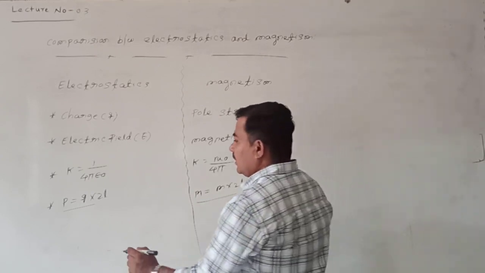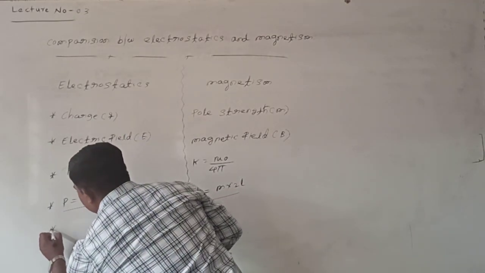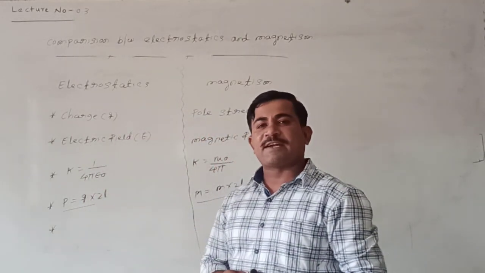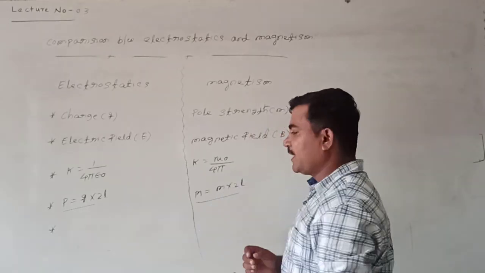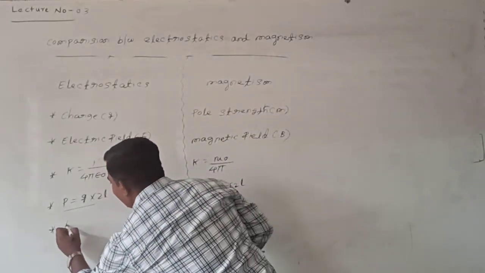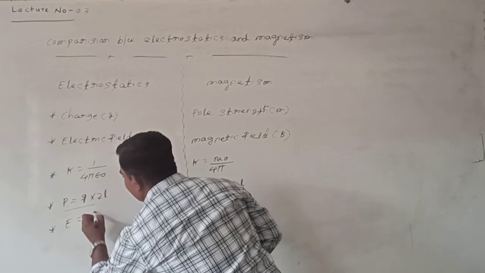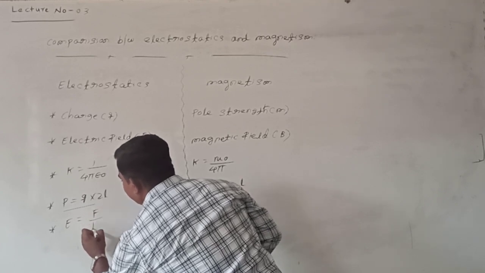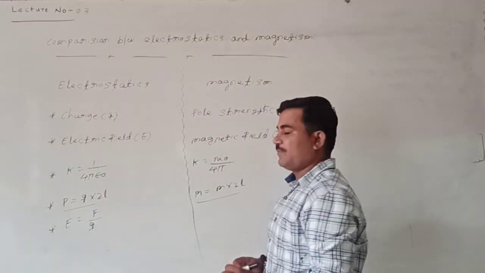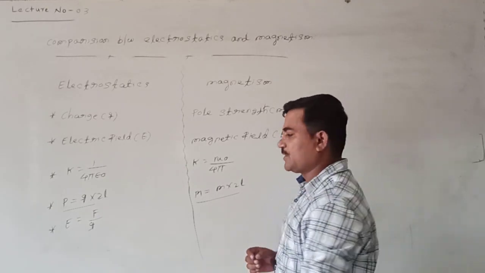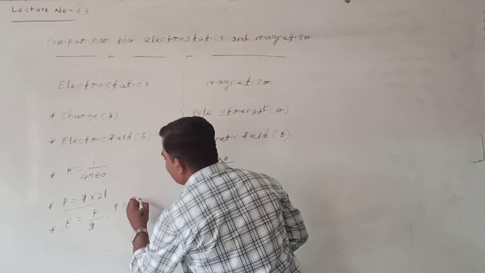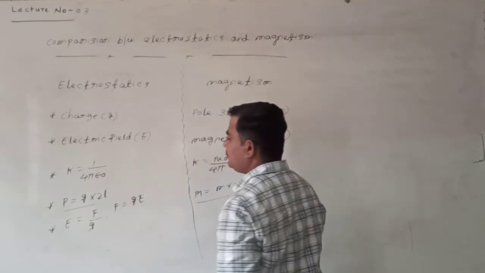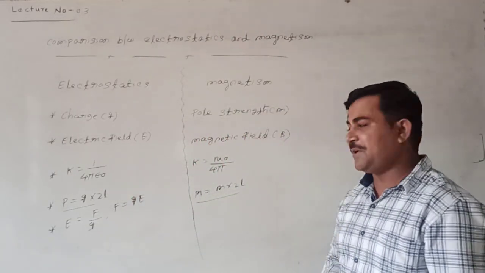Similarly, in electrostatics, I can define electric field intensity. How to define electric field intensity? It is the force experienced per unit positive charge. Then how to represent force? Force is equal to q into E.